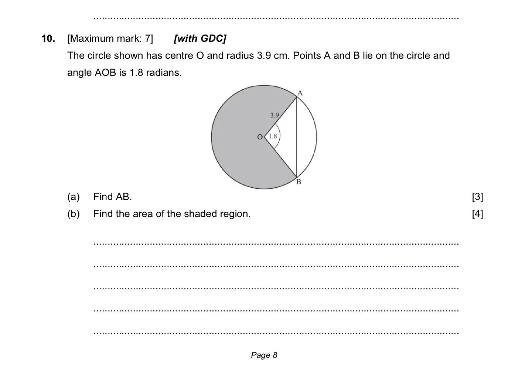All right, circle with center O has radius 3.9. Points A and B lie on the circle, and AOB is 1.8. Find AB. So this is cosine rule. We've got x squared equals 3.9 squared plus 3.9 squared minus 2ab cosine 1.8. Make sure your calculator's in radians. So that means AB is 6.11 to 3 significant figures.